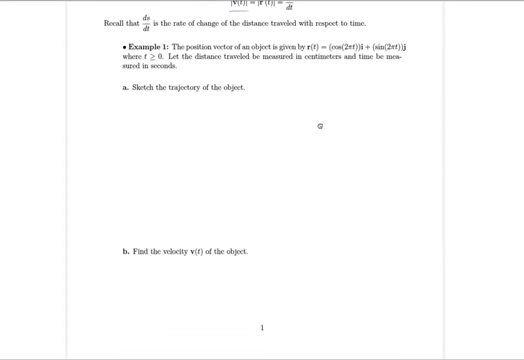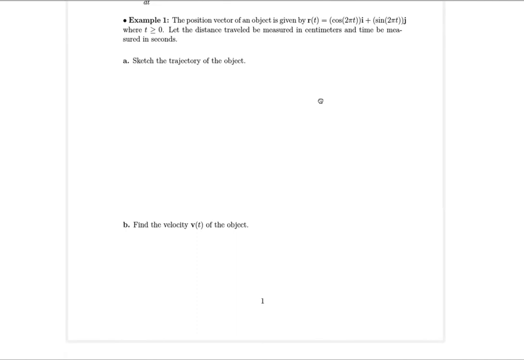All right, so let's jump into an example here to make these ideas a little more concrete. It says that the position vector of an object is given by this vector function here. So we've got our x component and our y component, and they're saying that t is greater than or equal to 0. Here it might be really nice to think of t as time, right? That makes sense because we're starting at 0 and going up from there. And it says let the distance traveled be measured in centimeters and time be measured in seconds.